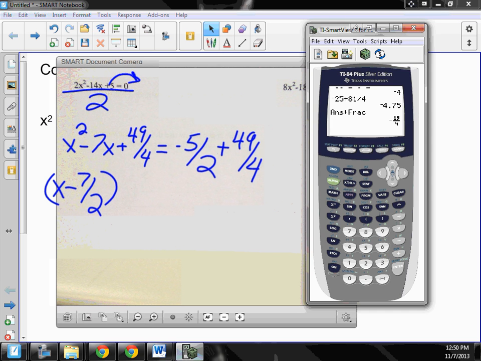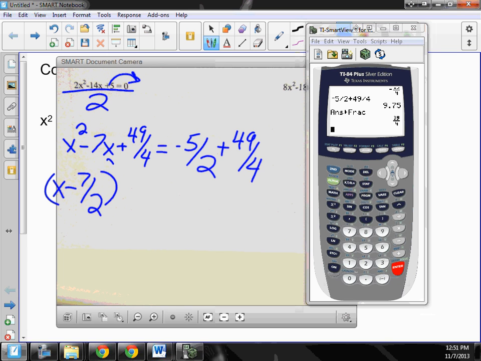So on my calculator, I have negative 5/2 plus 49/4, which gives me, oh, sorry, I want the fraction version, 39 over 4. So this equals 39 over 4. Take the square root, just like I did before. Does 39 simplify? 39 is 3 times 13.